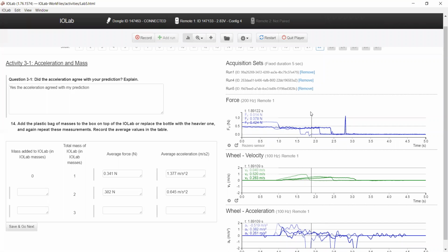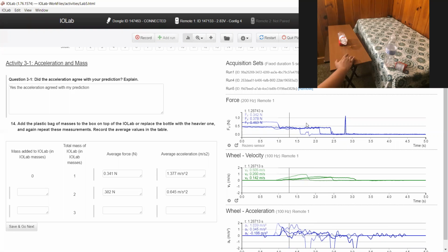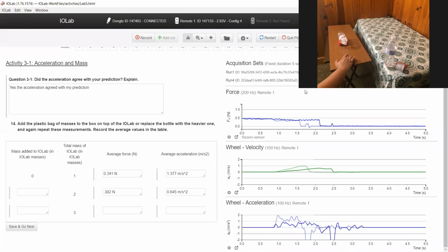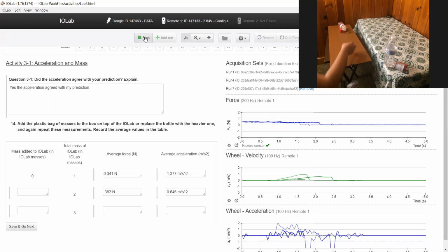Okay, I think I got the right one, but let me show you. Let me remove the last one with the two IOLab masses on top of the IOLab itself. By putting it this way, nothing like a string is loose, nothing is being pulled, so that I can re-zero. Then I leave it on the same surface, take it to the side so that it can move. Let me record it, I'll leave it.